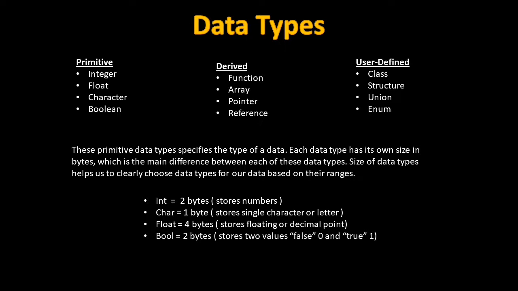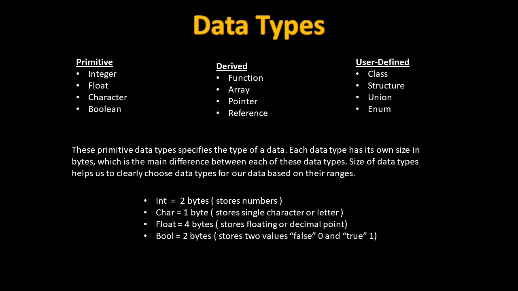Integer takes numbers as value, char takes a single character or a letter, float takes decimal point, and boolean takes two values, true or false. True indicates 1 and false indicates 0. We can also assign an integer value to a character data type or a character to an integer data type.